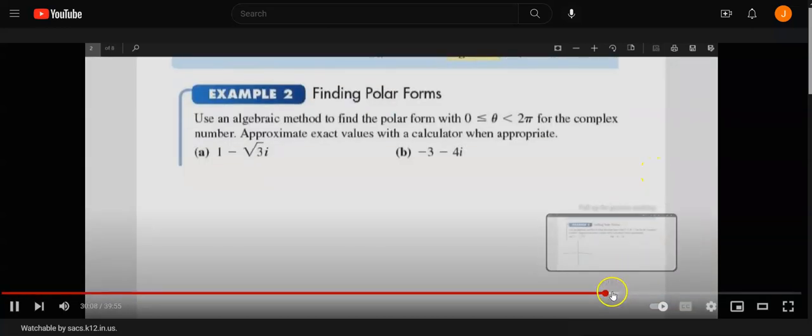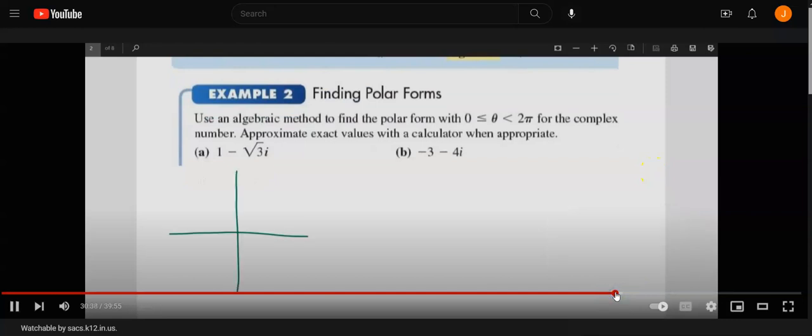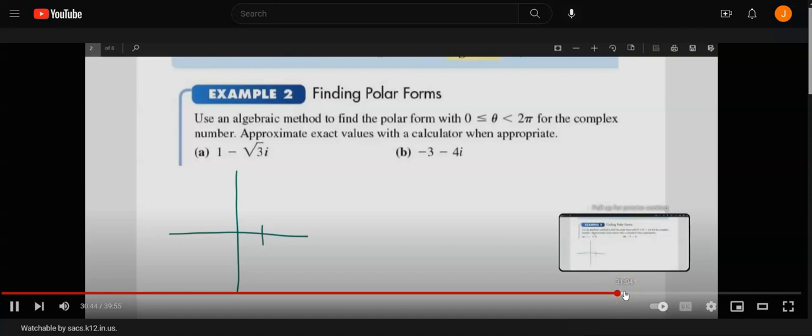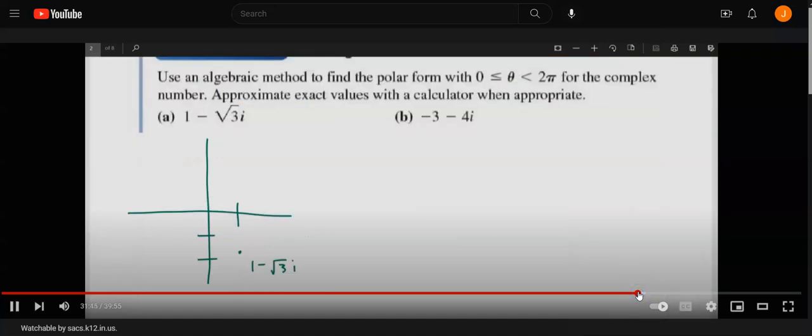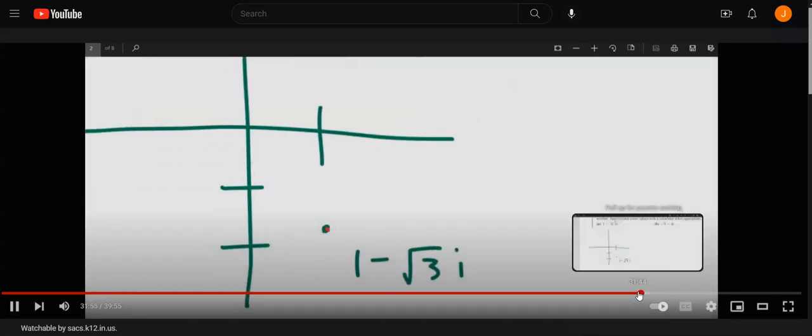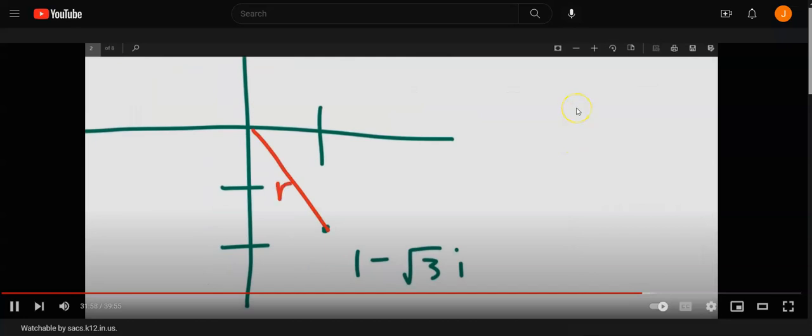Okay, we got some examples here. Okay, so 1 minus radical 3i. So I first want to draw it out so I know which quadrant I'm in. I'm down in quadrant 4. That's a 60-degree angle that we're drawing that's inside here.